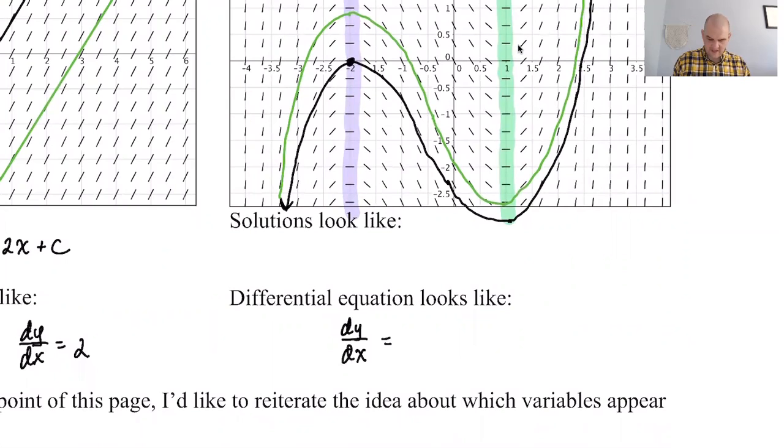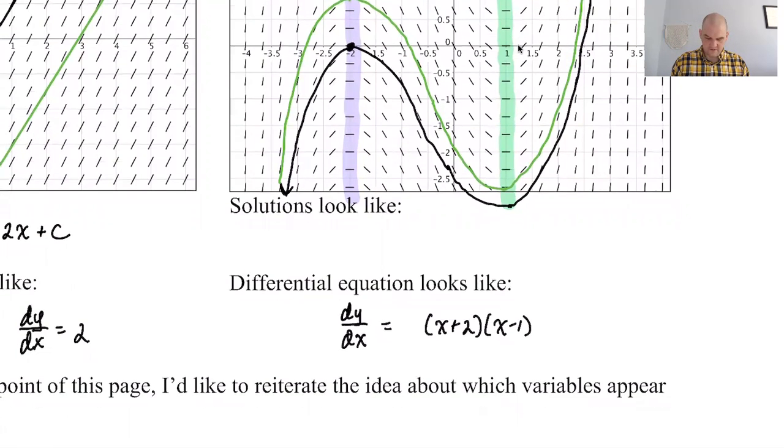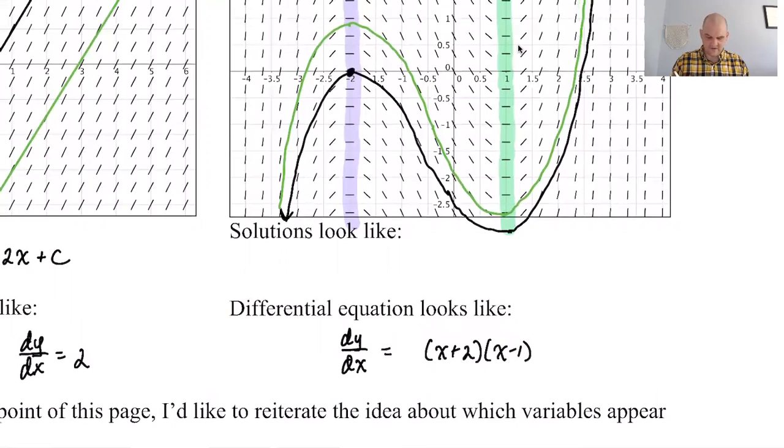The differential equation is definitely going to have a factor of x plus 2, because if there's a factor of x plus 2, then when x is equal to negative 2, the slope will be 0. And I want that to happen because that's always happening. I also think there's going to be a factor of x minus 1 for exactly the same reason. Now the question is, do I want this or do I want a negative number in front of it? Do I want a coefficient?